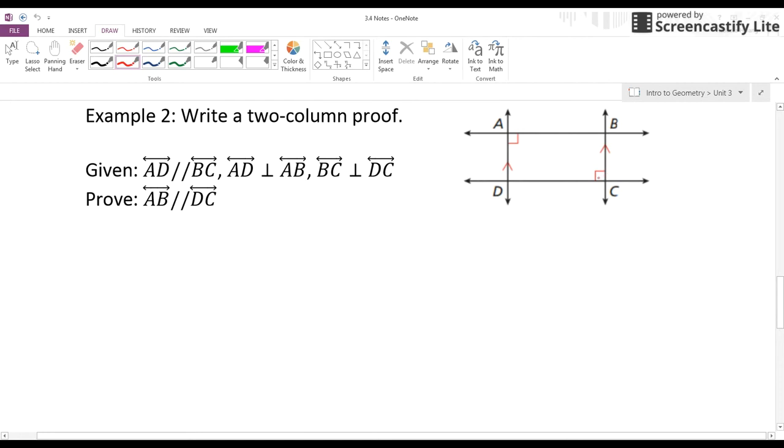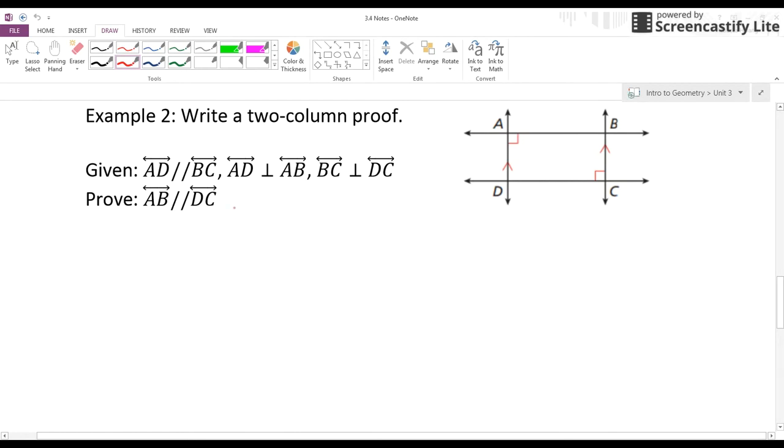And then we've got some other perpendicular lines, right? AD is perpendicular to AB, which shows me I've got right angles, basically. BC is perpendicular to DC. What does that tell me? I've got 4 right angles here and 4 right angles there. Awesome. How am I going to use that to prove AB is parallel to DC?